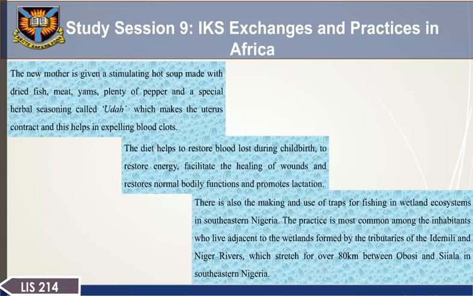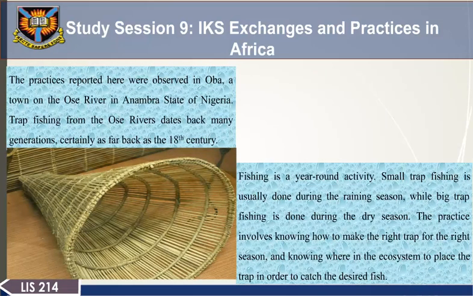There is also the making and use of traps for fishing in wetland ecosystems in southeastern Nigeria. The practice is most common among the inhabitants who live adjacent to the wetlands formed by the tributaries of the Idemili and Niger rivers, which stretch for over 80 kilometers between Obosi and Siala in southeastern Nigeria. The practices reported here were observed in Oba, a town on the Ose River in Anambra State of Nigeria.